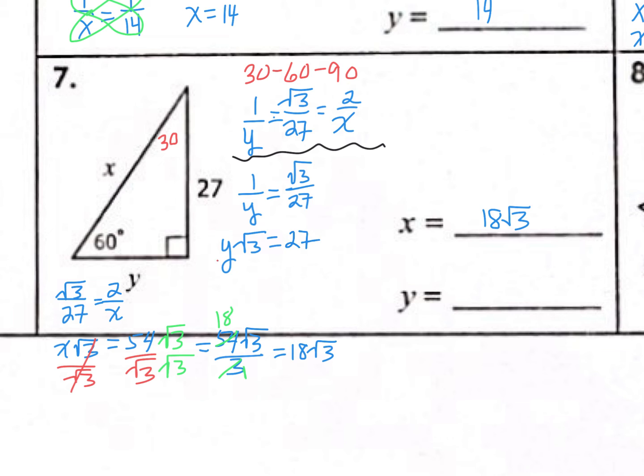And again, we're going to solve for y by dividing by the square root of 3, which puts that radical in the denominator. So I have to rationalize that denominator by multiplying top and bottom by rad 3 over rad 3. So I get 27 square root of 3 divided by 3. And of course, this 3 divides into the 27. 3 goes into 3 once, 3 goes into 27 9 times. So y ends up being 9 square root of 3.